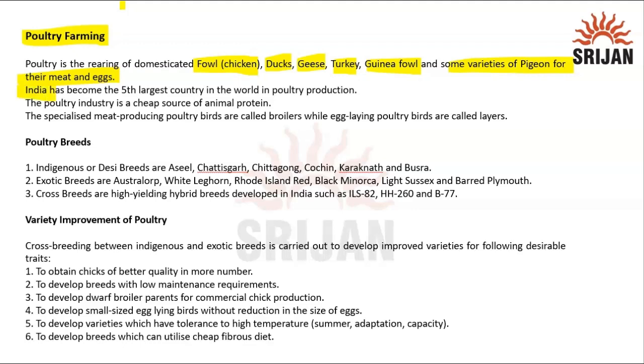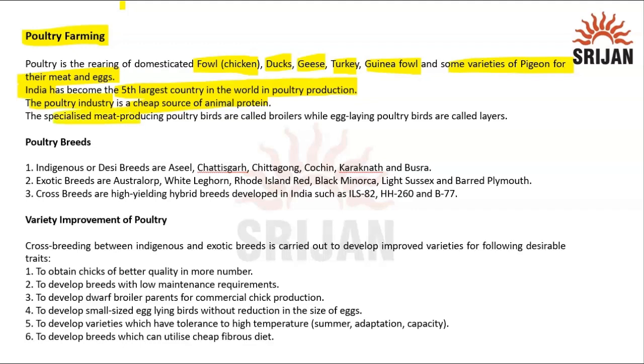Now if you talk about India, it has become the fifth largest country in the world in terms of poultry production because of its population as well. The requirement is very high, and that is why we have become the fifth largest country. The reason we have such a big poultry industry around the world is because it is a cheap source of animal protein. Even if you consume the meat or the egg, in both cases you will get good quality protein, and from a cheaper source as well.